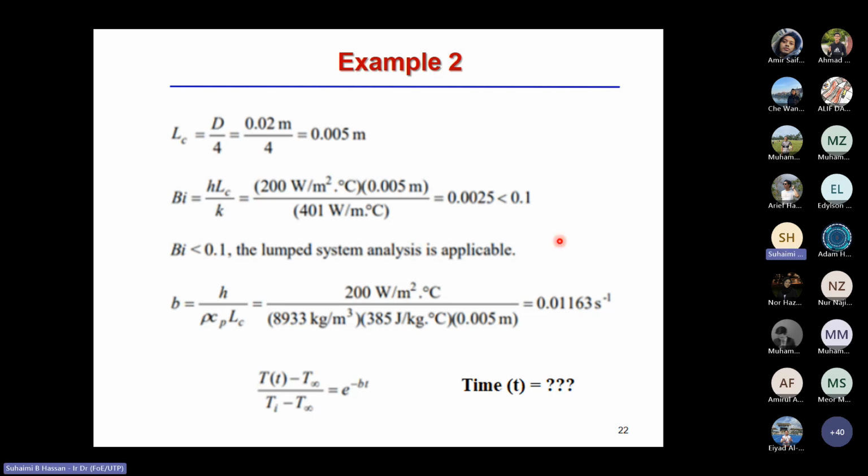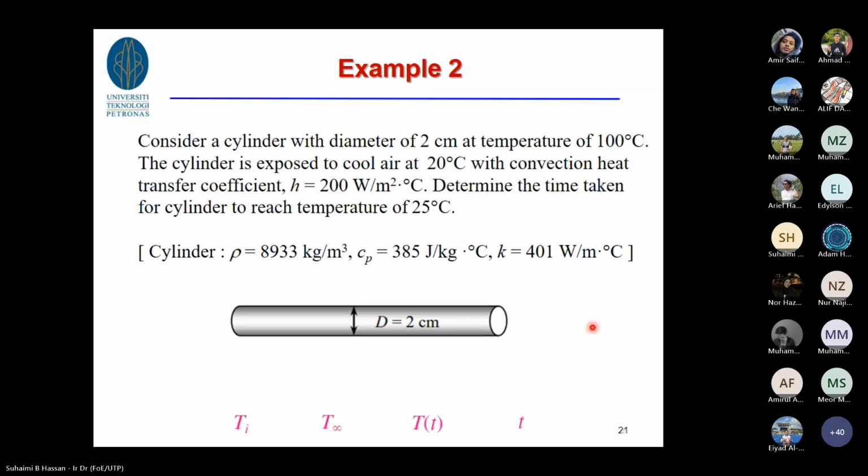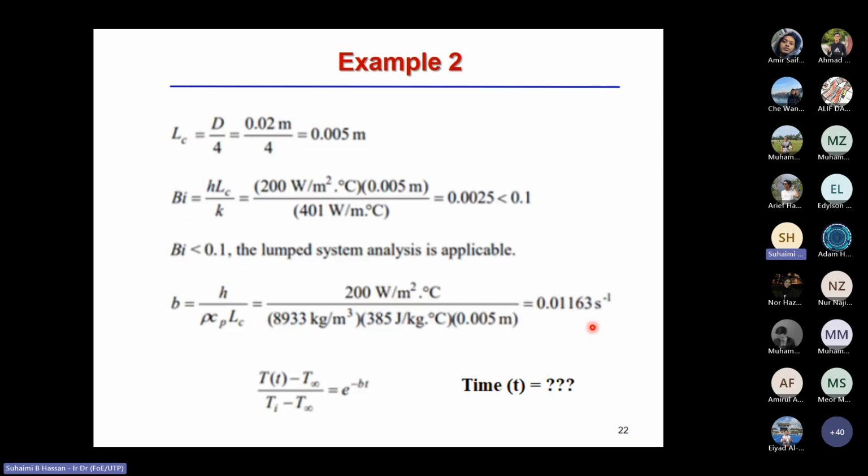Try to determine what is the time. TT, you know; the ambient, you know; Ti, and B. B is here. TT is 25, Ti 100, and the ambient 20. Okay, take your time.